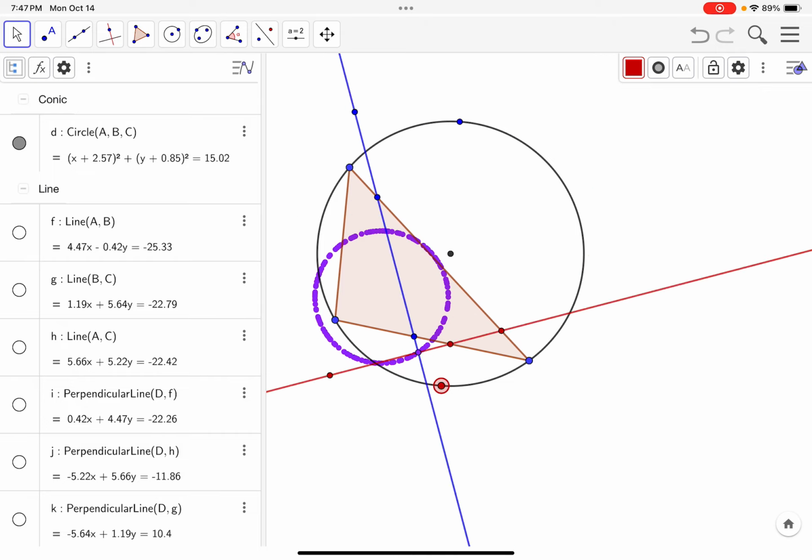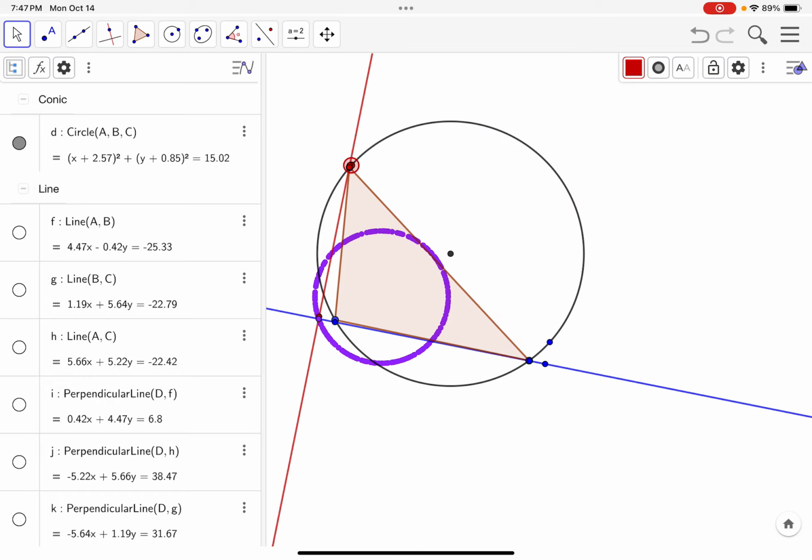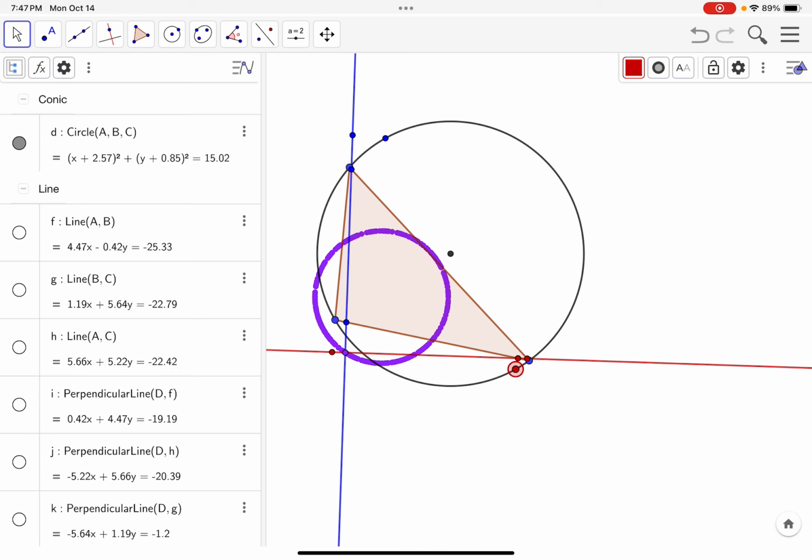Remember, the 9-point circle includes the midpoints of sides, and it does seem to be intersecting the triangle at midpoints of sides, at least on the left side and the bottom side. The right side, we have both the midpoint of the side and the foot of the altitude.